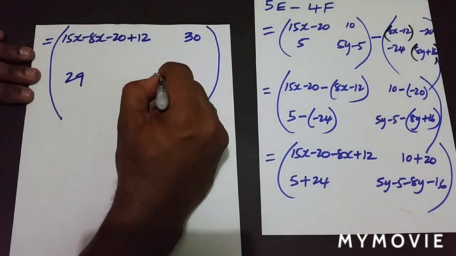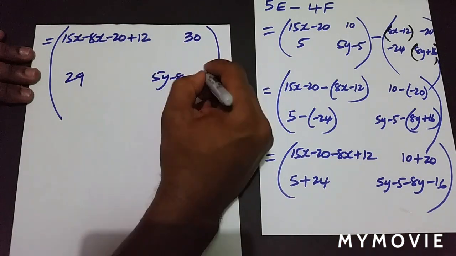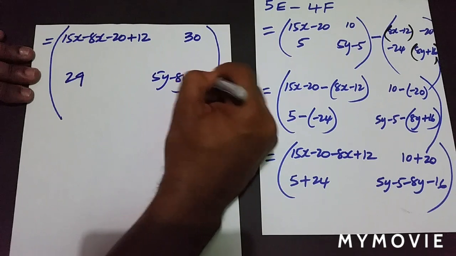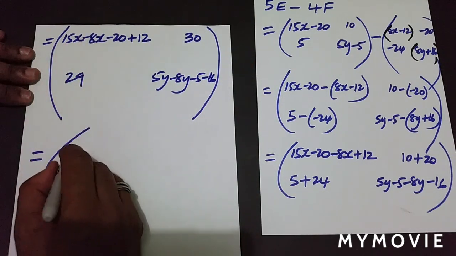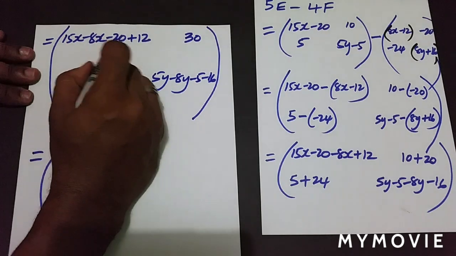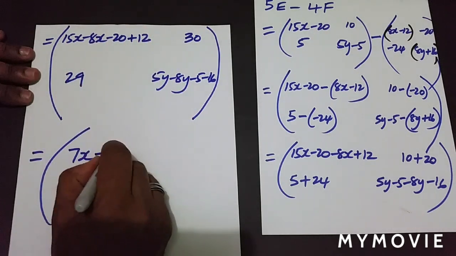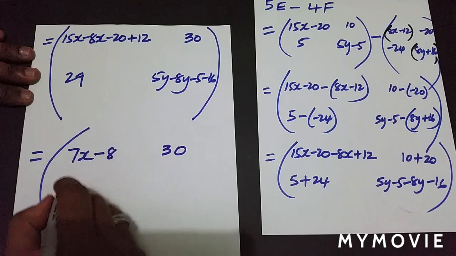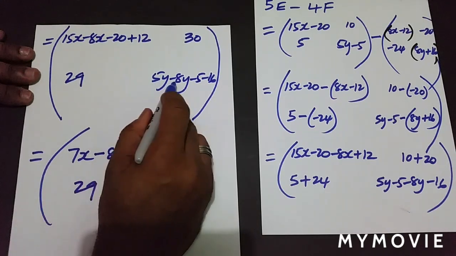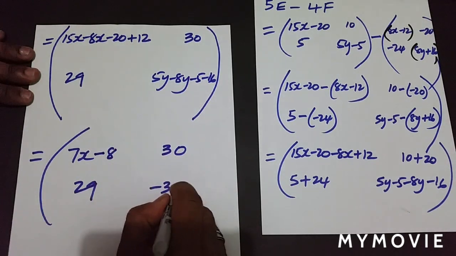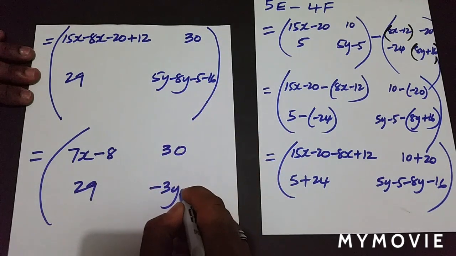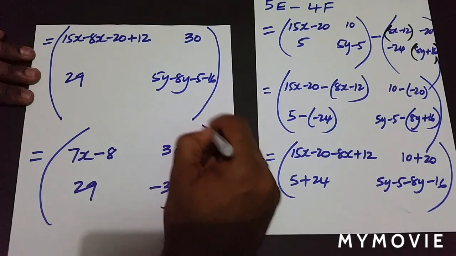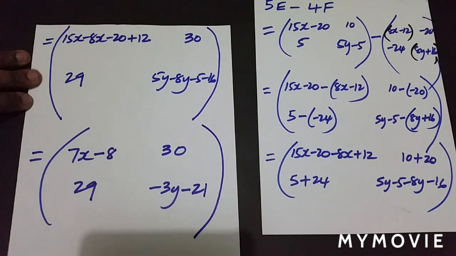Group the like terms here, 5y minus 8y, minus 5 minus 16, to give us a final answer of 15x minus 8x is 7x. Minus 20 plus 12, that's minus 8. 30 here, 29. 5y minus 8y is minus 3y. Minus 5 minus 16 is minus 21. So that would be your final answer.